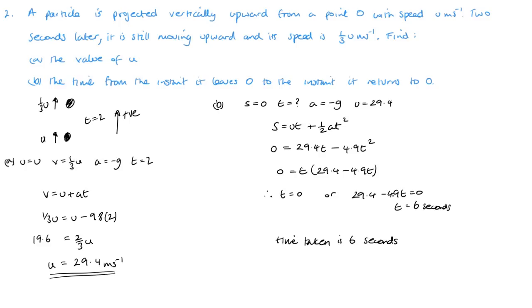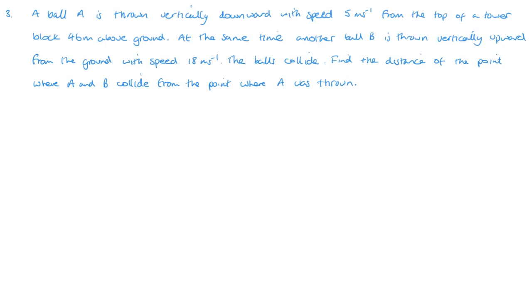Now let's have a look at question 3. So we've got a ball A thrown vertically downwards with a speed of 5 meters per second from the top of a tower block 46 meters above the ground. At the same time, another ball B is thrown vertically upwards from the ground with speed 18 meters per second. The balls collide. Find the distance of the point where they collide from the point where A was thrown.